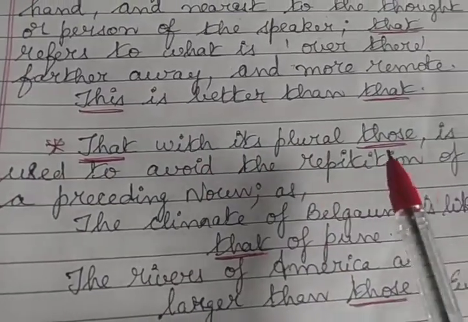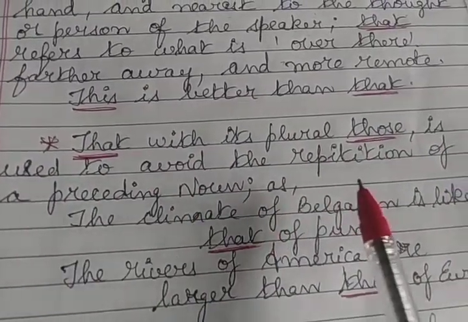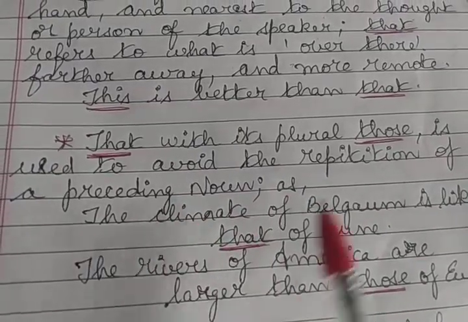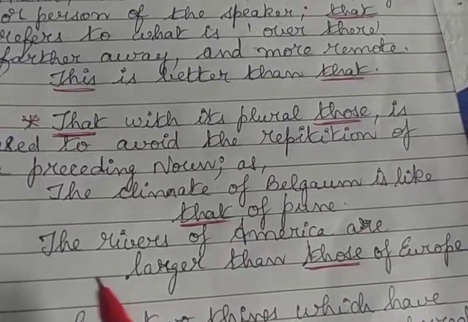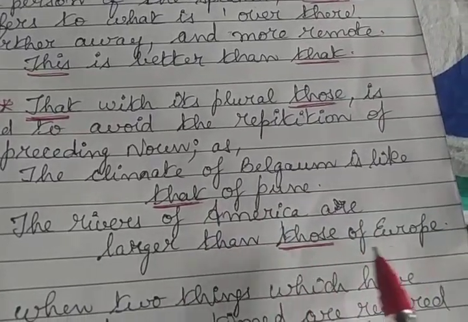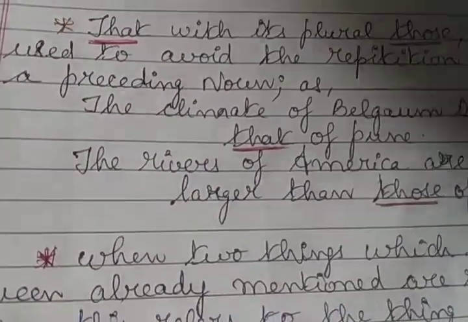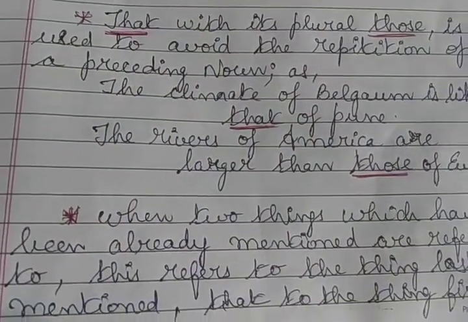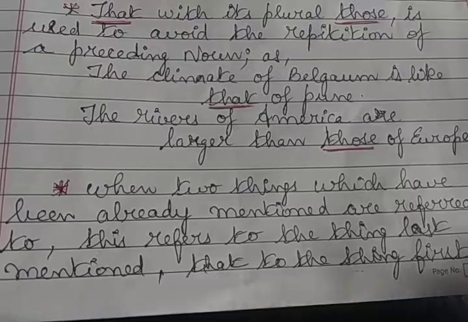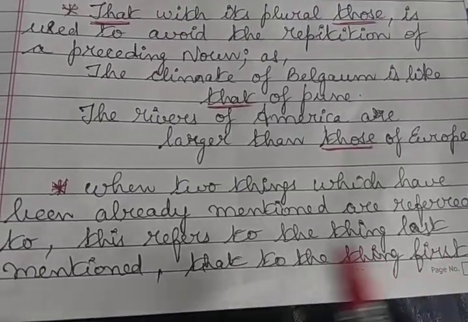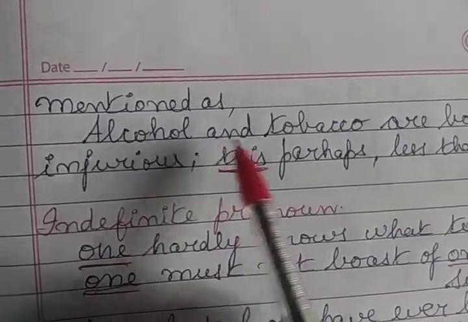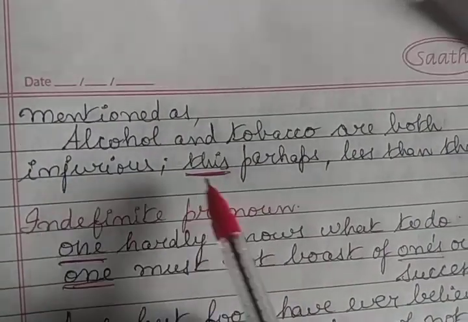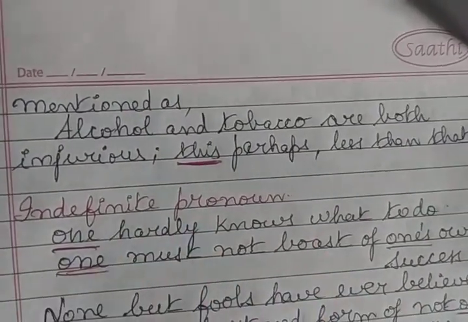That, with its plural those, is used to avoid the repetition of a preceding noun, as the climate of Belgium is like that of Pune. The rivers of America are larger than those of Europe. When two things which have been already mentioned are referred to, this refers to the thing last mentioned and that to the thing first mentioned, as alcohol and tobacco are both injurious. This perhaps less than that.